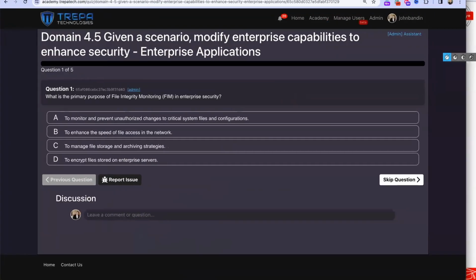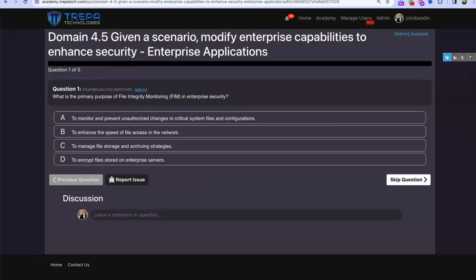Okay, let's go ahead and do our domain 4.5 quiz. Okay, question 1. What is the primary purpose of file integrity monitoring in enterprise security? So it's going to be A, to monitor and prevent unauthorized changes to critical system files and configurations, right? FIM is all about system files, okay?